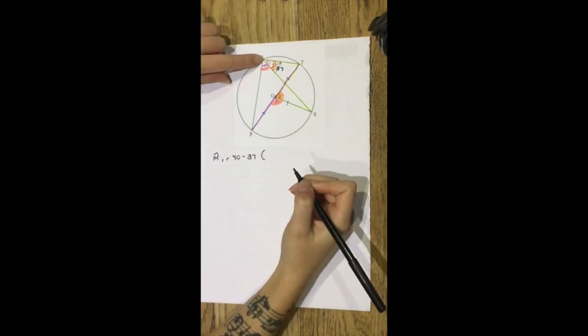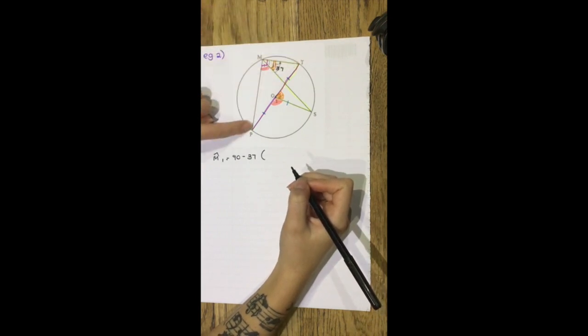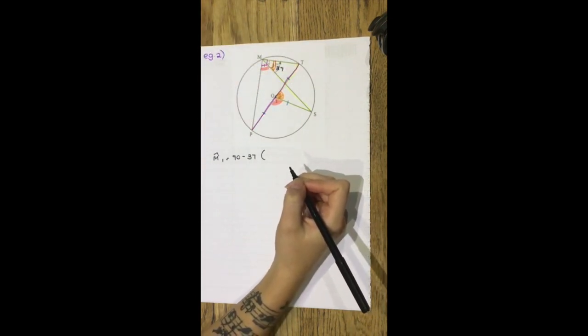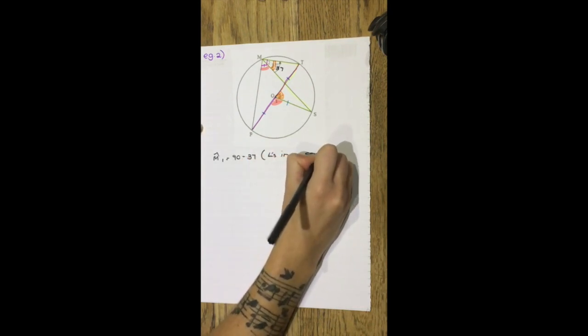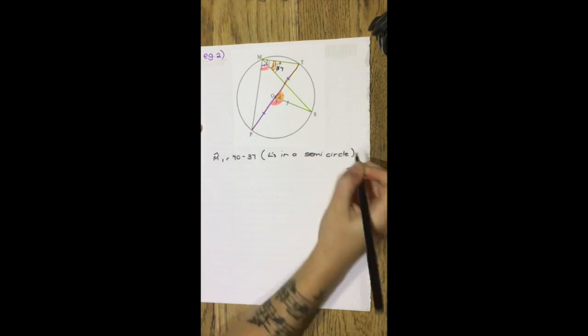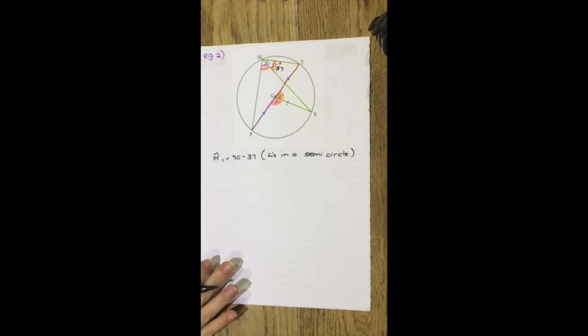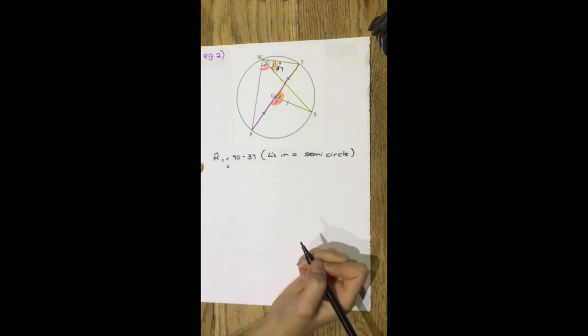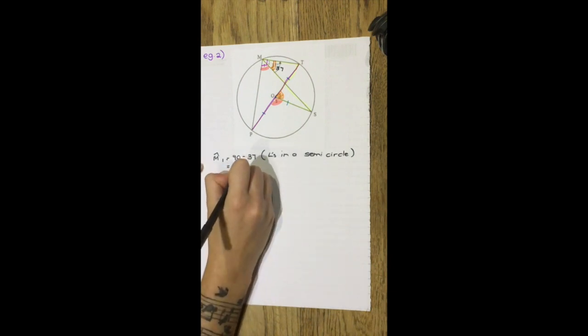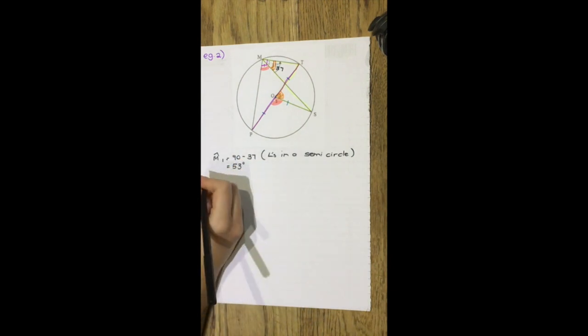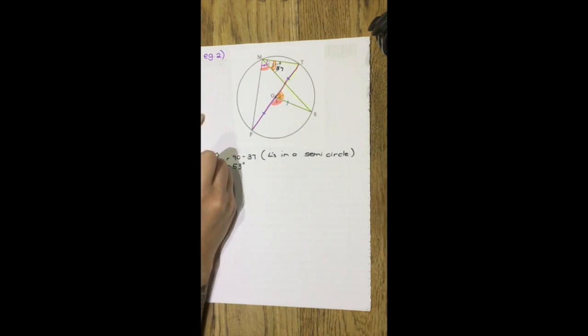And how did we know this was 90? Because a diameter subtends that 90-degree angle. The reason we use is angles in a semicircle. The more you work with this stuff, guys, the more familiar it will be. It'll be easier to remember the reasons, but the key is to practice as much as you can. So 90 minus 37 is going to be 53 degrees. Hope that makes sense. So this was 2.1. Here is 2.2.